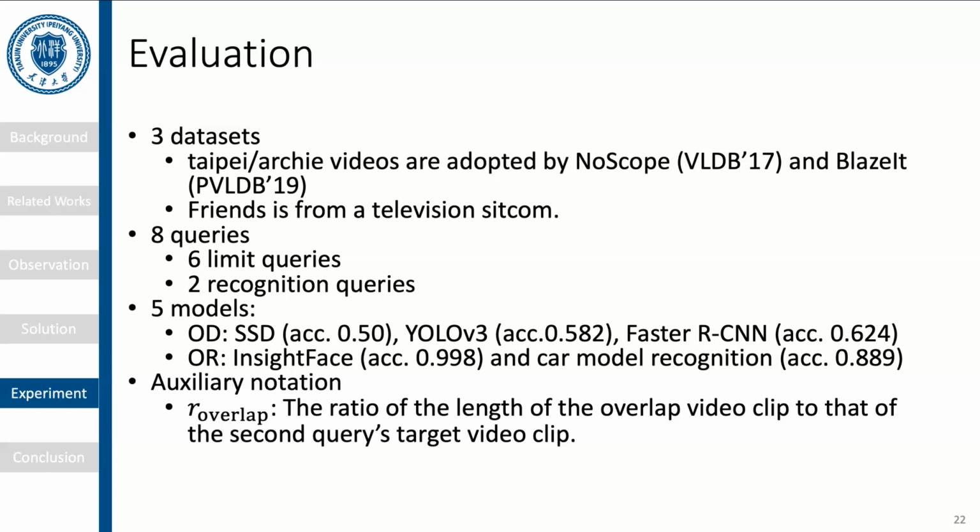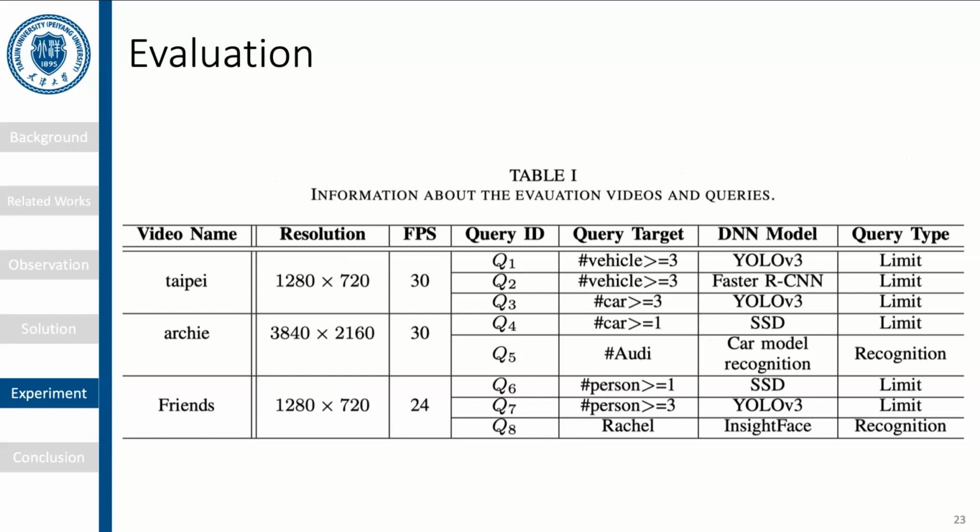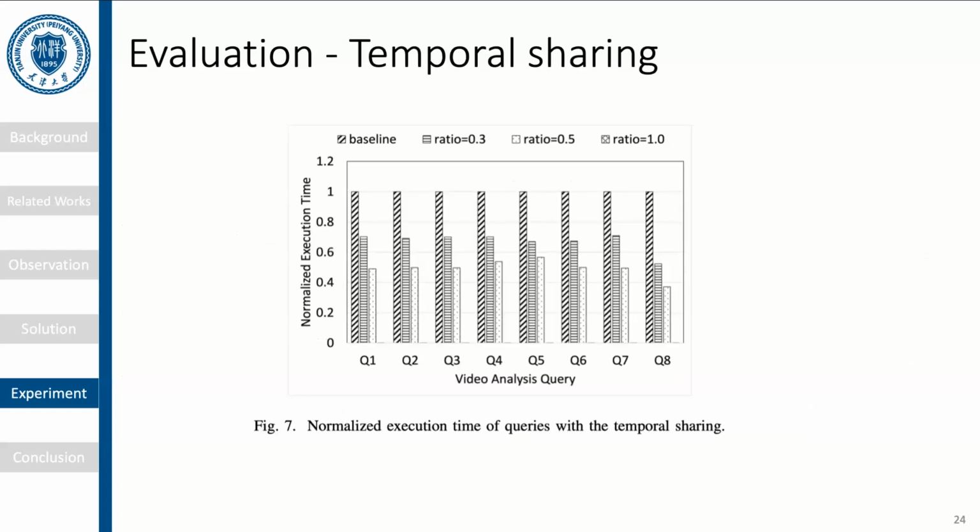In order to explain the experiment results, we present an auxiliary notation, ROLAP, which is defined as the ratio of the length of the overlap video clip to that of the second query's target video clip. Details about the tested video data and the configurations of all 8 queries are listed in this table.